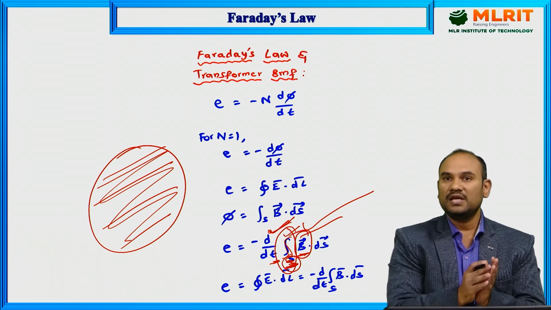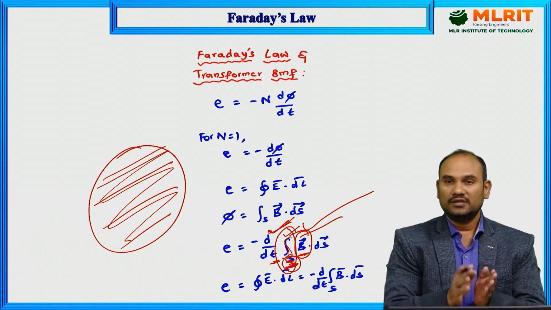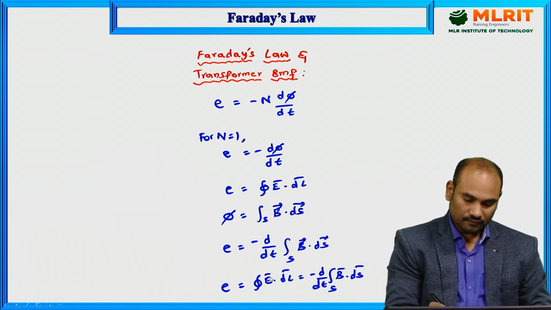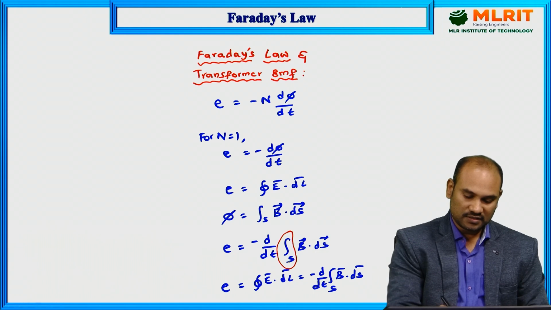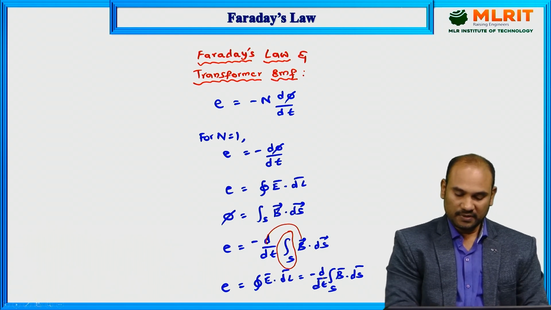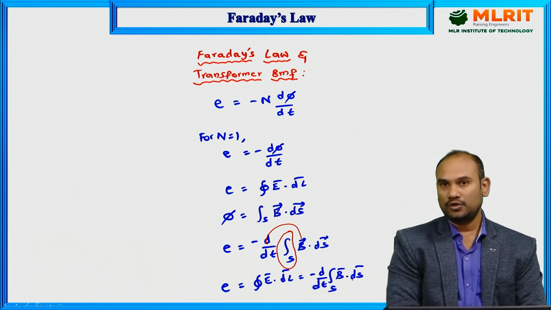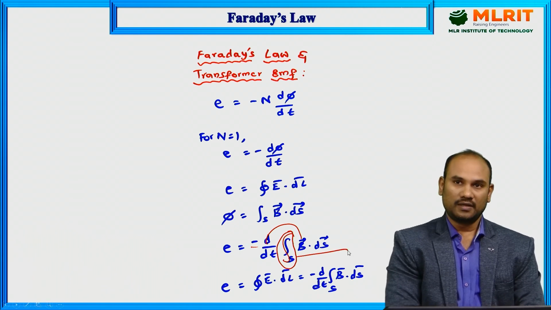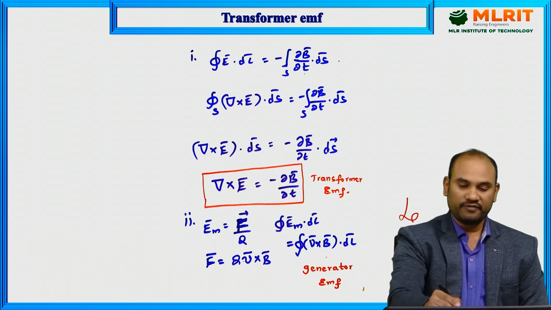That means d becomes dou. For that, you have to take the derivative inside, because you no more want to differentiate this surface, which happens to be fixed. So take this inside, and it becomes dou. So it will be minus surface integral of dou B by dou t. That's what we find here.